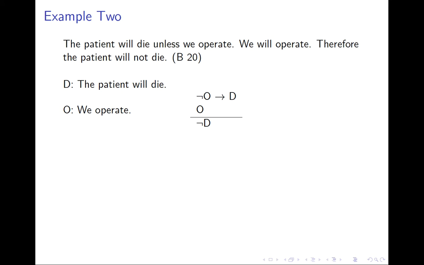Here's another example. The patient will die unless we operate. We will operate, therefore the patient will not die. We can see the atomic sentences on the left side of the screen, and on the right side, we have the argument in standard form. So drawing a tree test, we have this initial set of sentences, which include the premises and the negation of the conclusion, which is D. And using the first premise, which is if not O, then D, by the rules of inference, we can infer the branches O and D. Because there exists no contradiction, both paths remain open, and thus the argument is invalid.